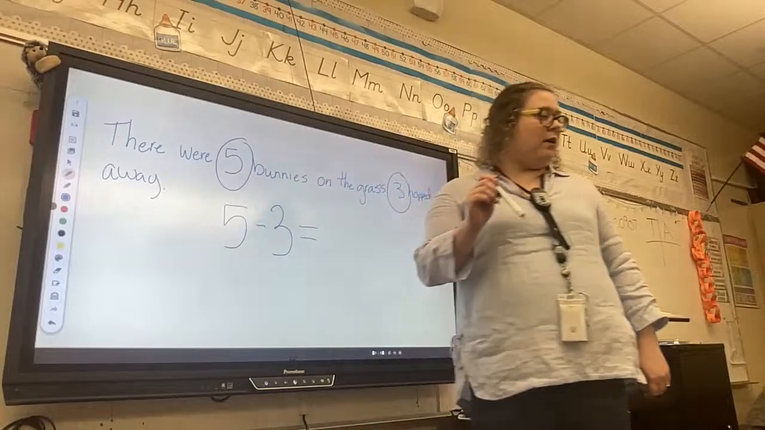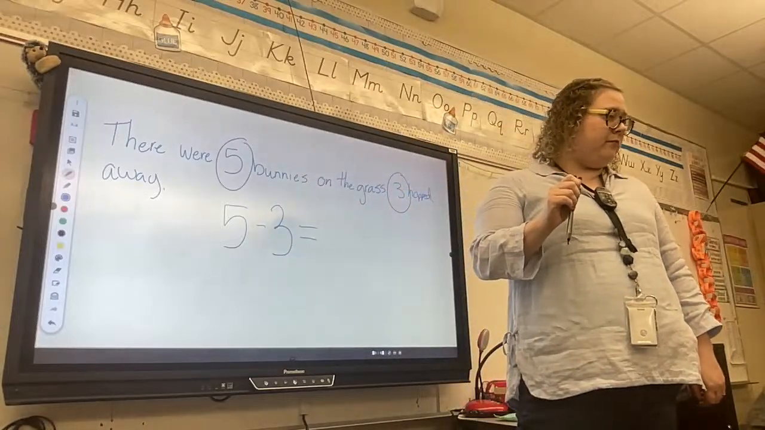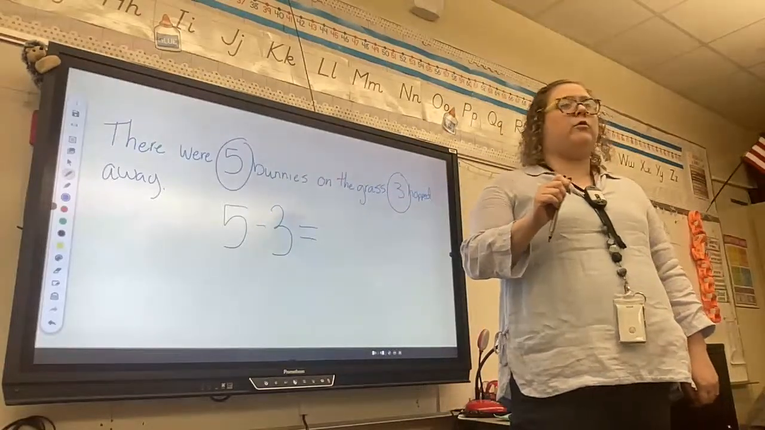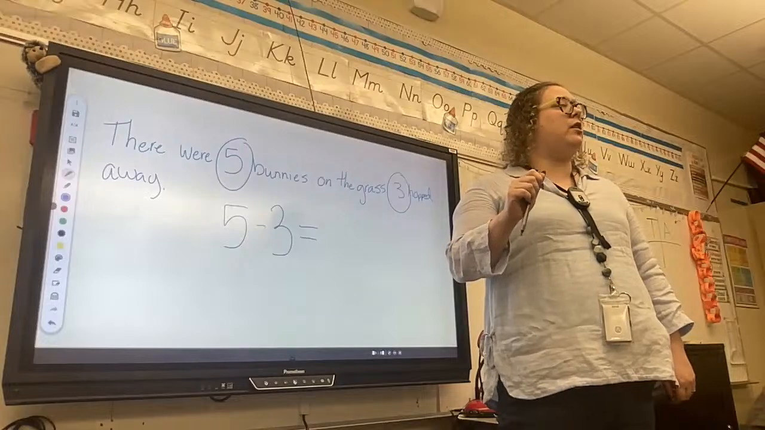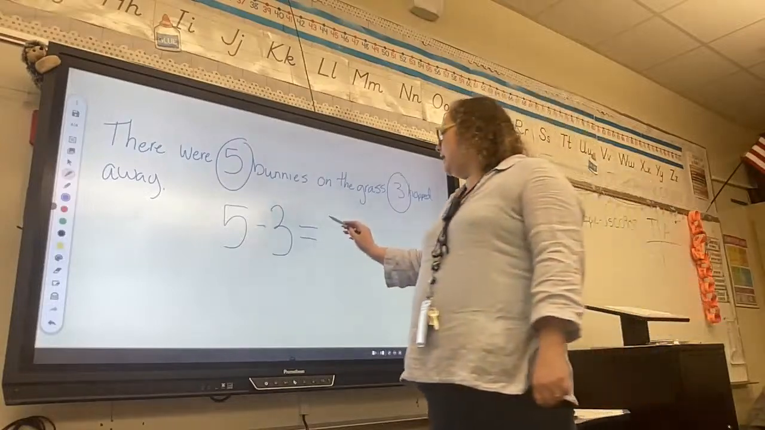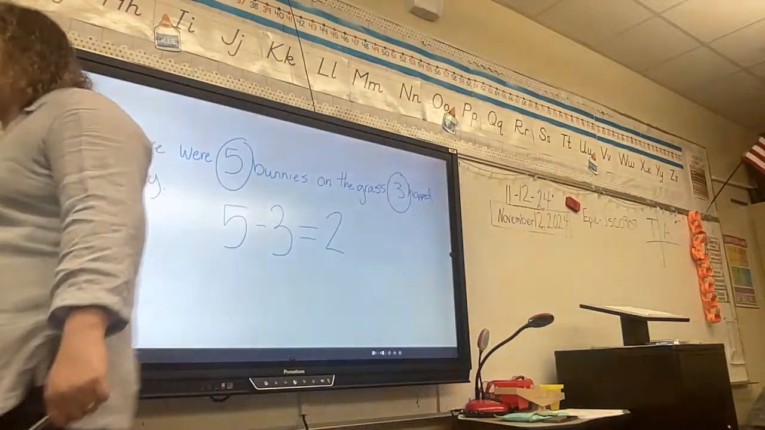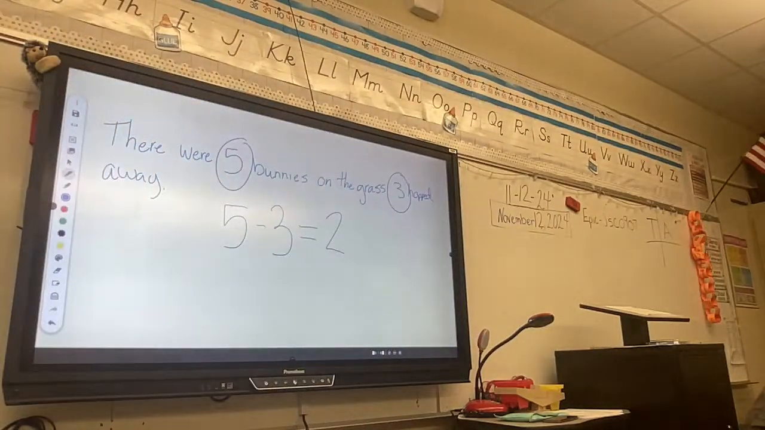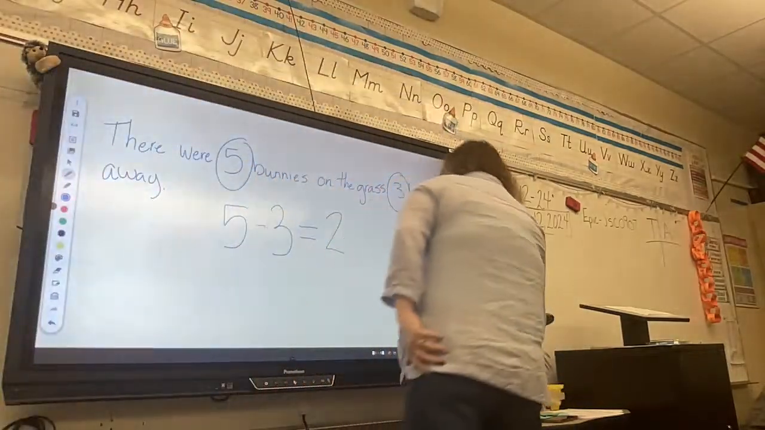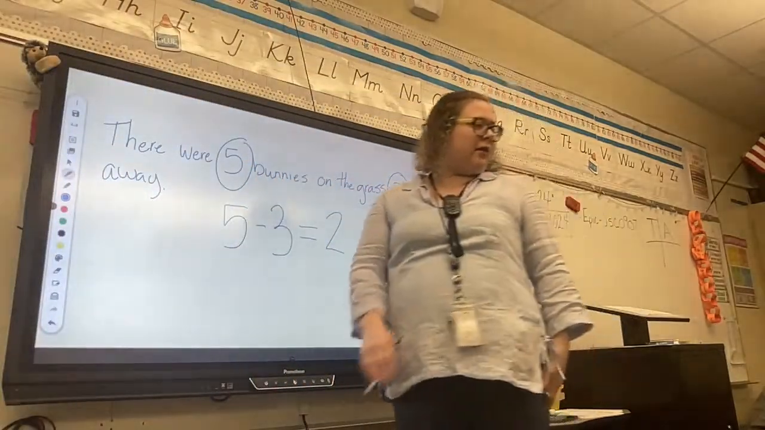So, Bailey, what's 5 minus 3? 5 minus 3 is 2. Do we agree with Bailey? 5 minus 3 is 2? Yes! We agree. It is 2. But let's just check anyways. On the number line, we're at 5, right? Let's count backwards by 3. You ready? 1, 2, 3. Our answer is 2. Okay? Does everyone have that written down on the paper?